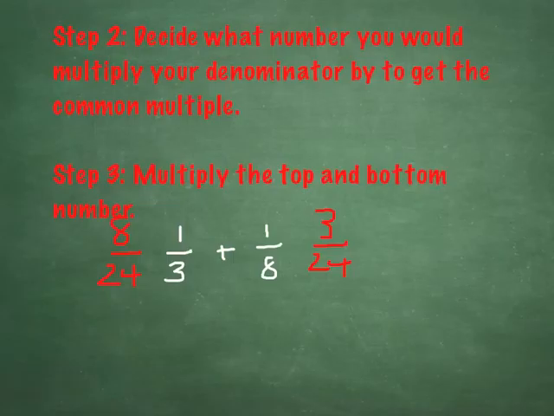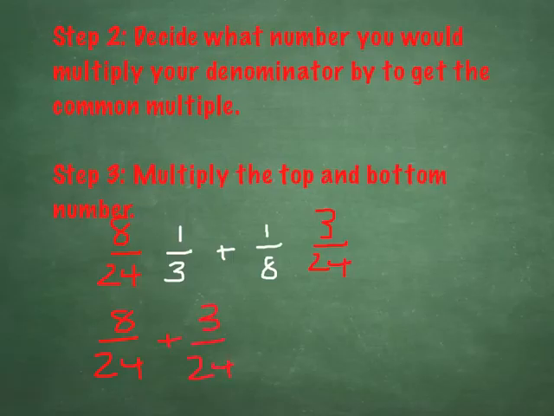All right, now we're ready to add or subtract. So obviously if we were adding, we could put the numbers in any order. If we're subtracting, then we would put our largest fraction, our 8/24, in there. Okay, and I'm going to add because that's what we started out with. So I'm going to say 8/24 plus 3/24.